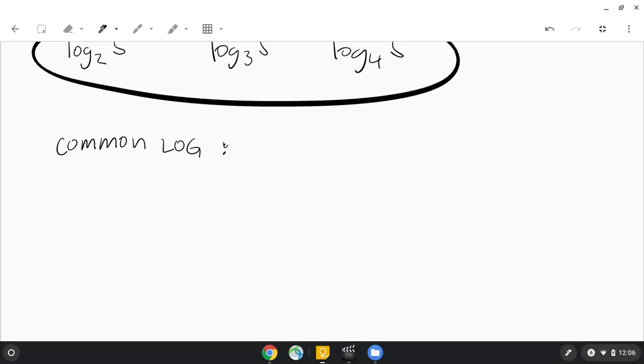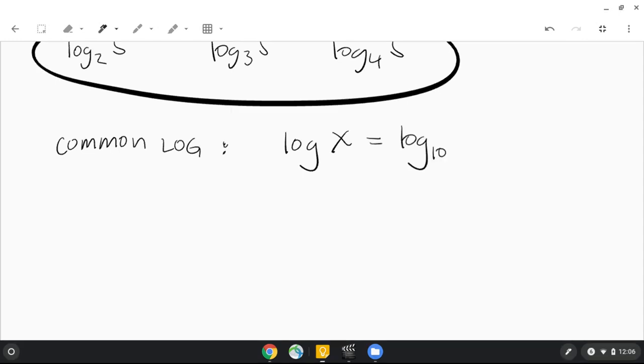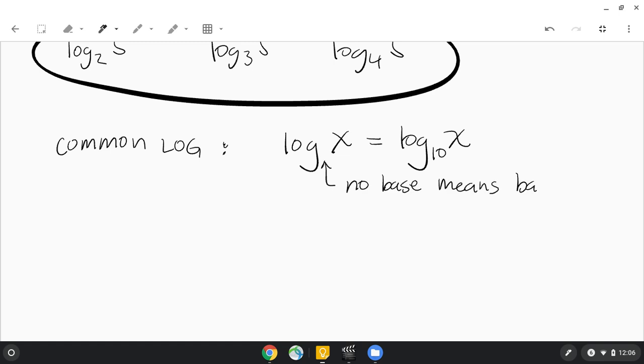and that button looks like this. It'll either look like this, log. So if you do log of x, that means common log of x. Or it might look like this with a base 10. So you have either log with no base, it's blank. No base means it's common log, which is base 10. Okay, so just put a note there. No base means base 10.